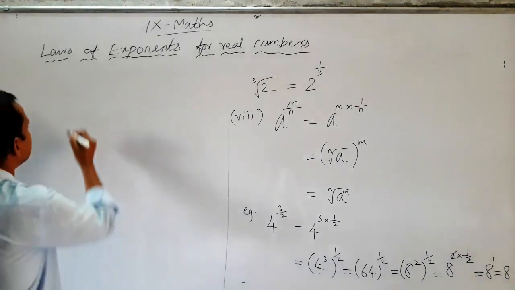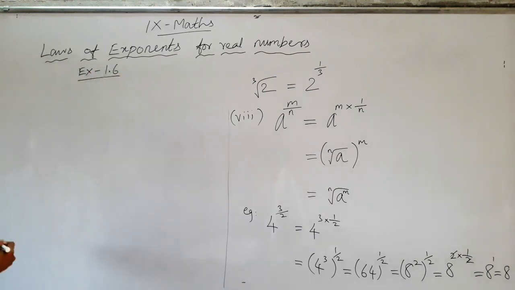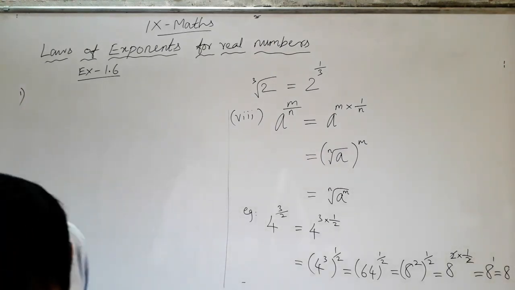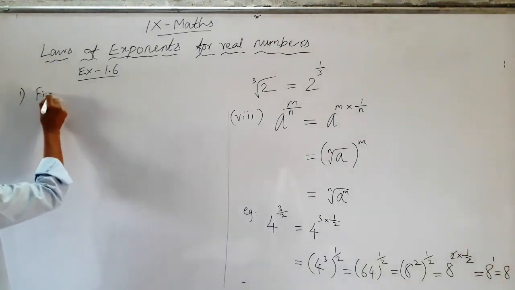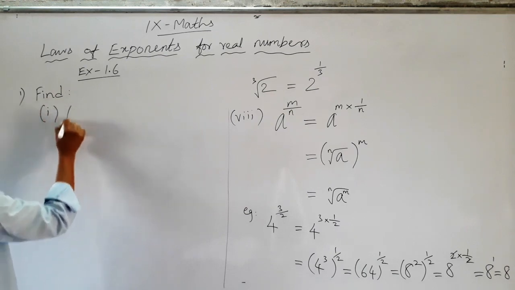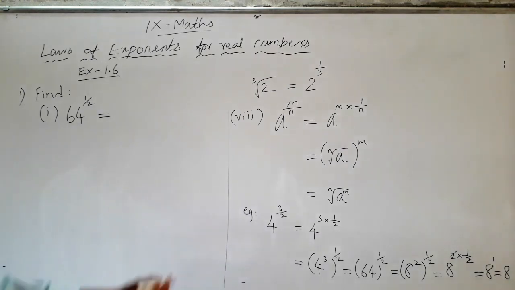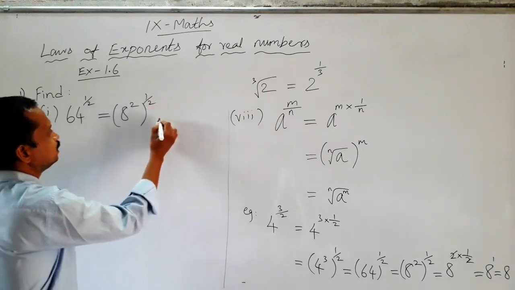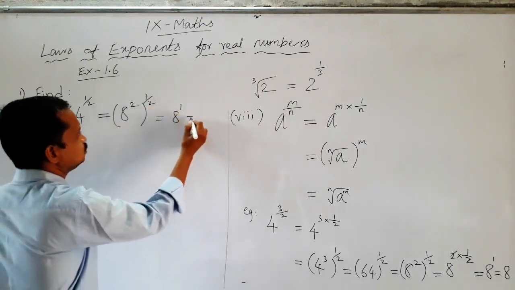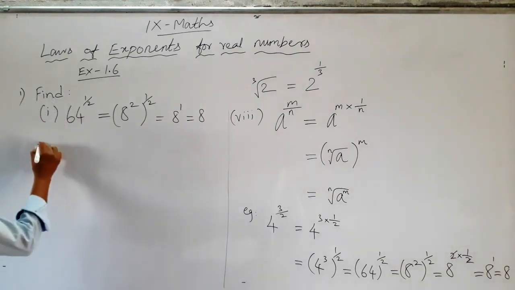Exercise 1.6. The first sum. Find 64 power 1 by 2. You see, I already told you 64 power 1 by 2 is there. So you can write 64 as 8 square whole power 1 by 2, and this is nothing but 8 power 1, which is equal to 8. The same.